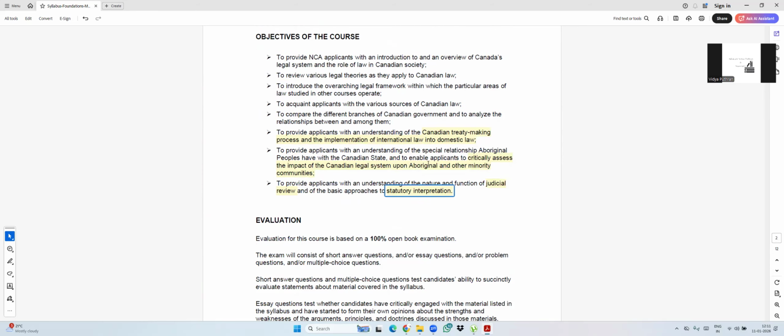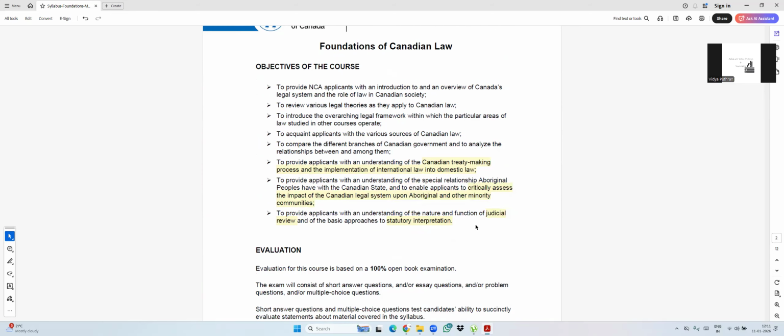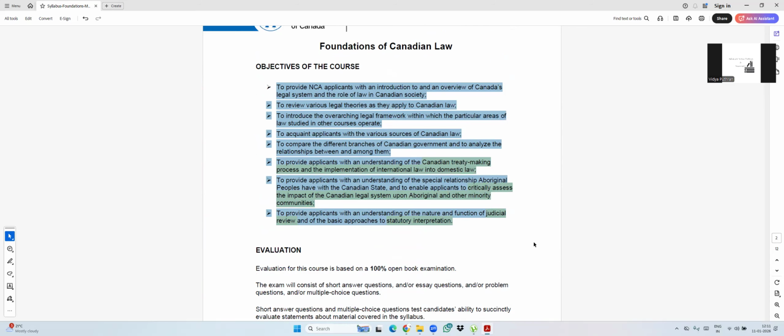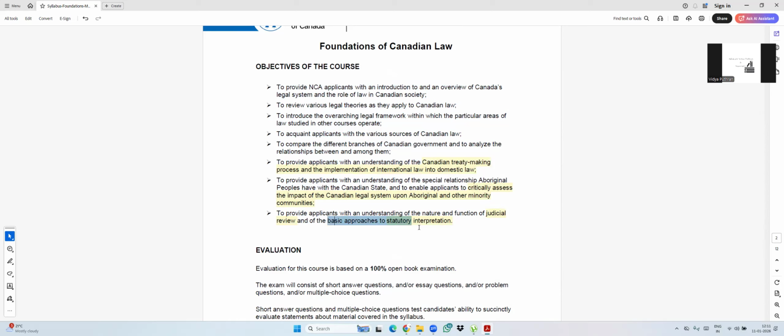So just go through this again, and if you are not able to reach these objectives by the end of your preparation, then you have to revise that particular concept. If you are not able to understand the basic approaches to statutory interpretation, then go to that chapter and revise it.